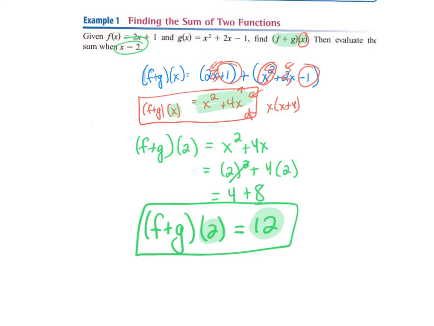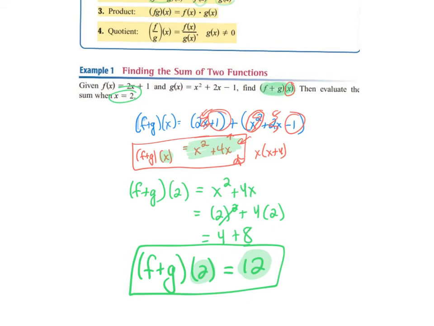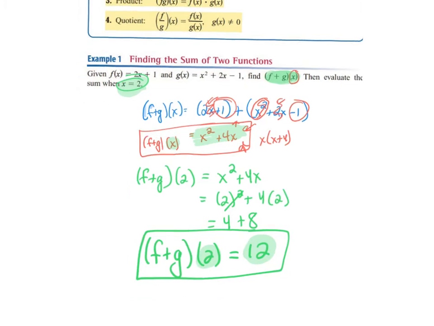Now, some of you are going to say, well, can I plug 2 in at the beginning? Okay, if you want to plug 2 in at the beginning and then add, fine. But this question is asking you to find f plus g of x, so in terms of x, and then evaluate. They're asking you to do two things. They're not just asking you to find out when x is 2, okay? Everybody okay with that?